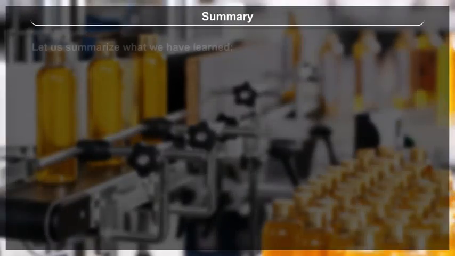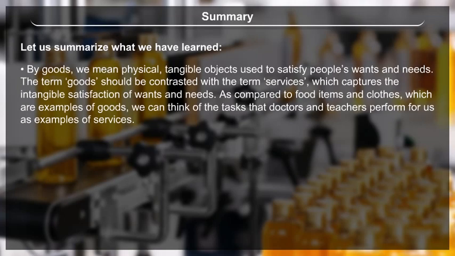Summary. Let us summarize what we have learnt. By goods, we mean physical, tangible objects used to satisfy people's wants and needs. The term goods should be contrasted with the term services, which captures the intangible satisfaction of wants and needs. As compared to food items and clothes, which are examples of goods, we can think of the tasks that doctors and teachers perform for us as examples of services.